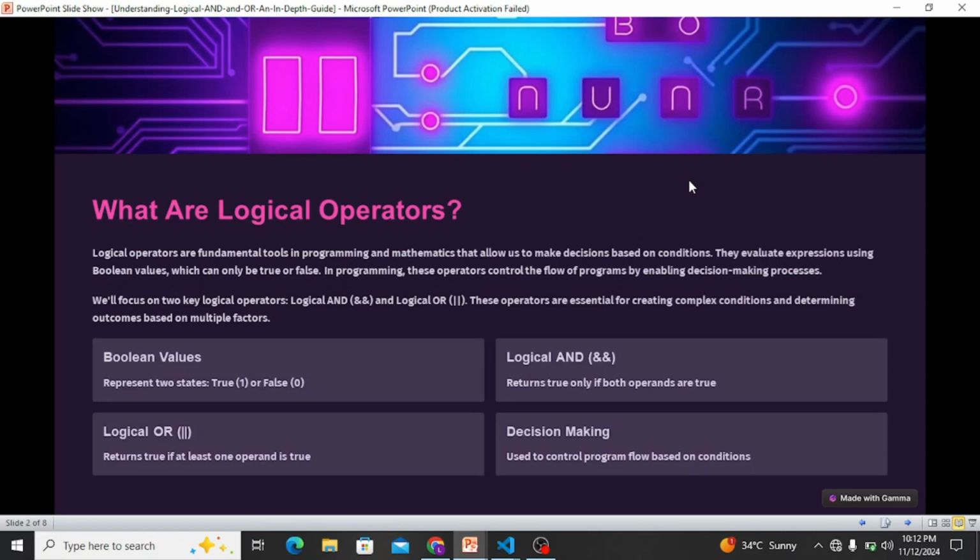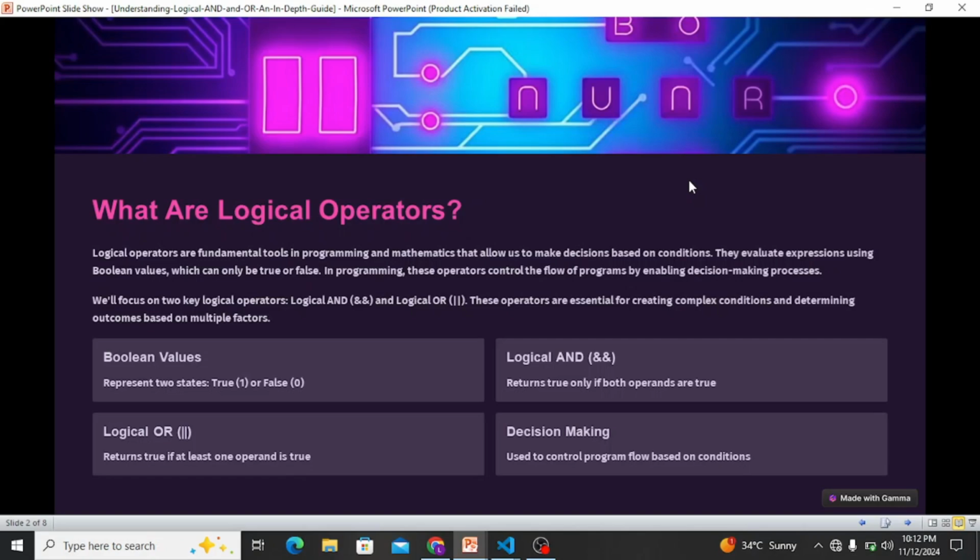All right. First of all, what are logical operators? For a recap, because we already discussed this in the former class, logical operators are fundamental tools in programming and mathematics that allow us to make decisions based on conditions. They evaluate expressions and determine the outcome by making use of the Boolean value. Of course, we all know what a Boolean value is, which is either true or false, right?